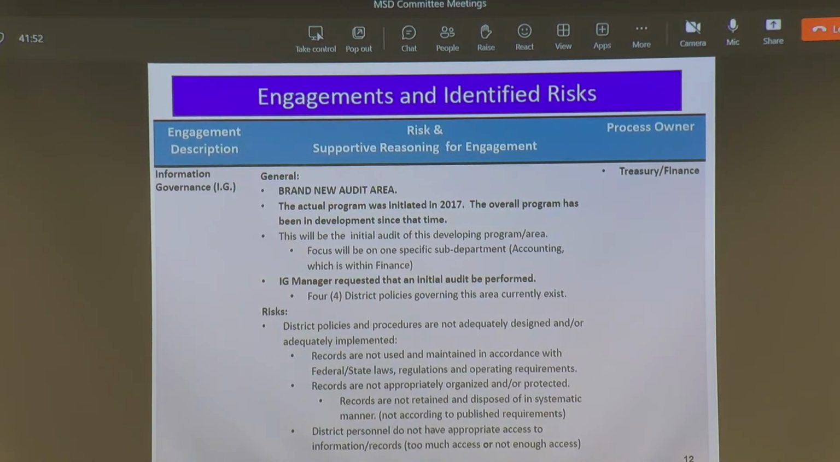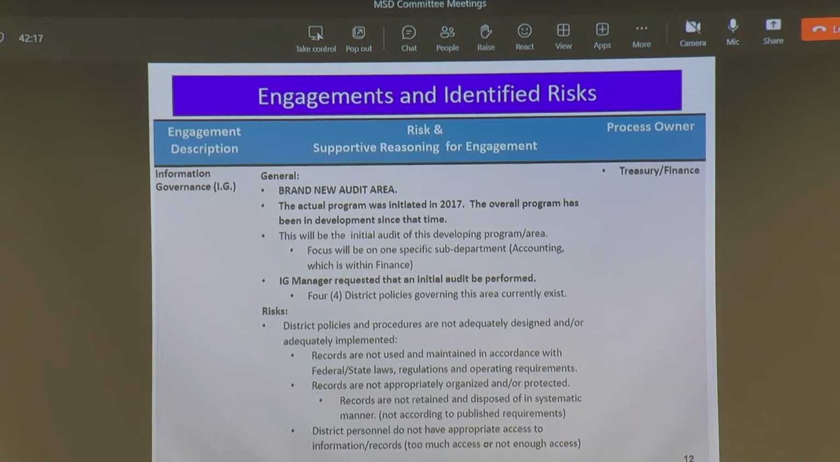The first one is information governance, and technically, that's under Treasury. The information governance manager reports to Tim, the Treasurer. This is a brand new area. This actual program was initiated in 2017, and it's basically been in development since that time.